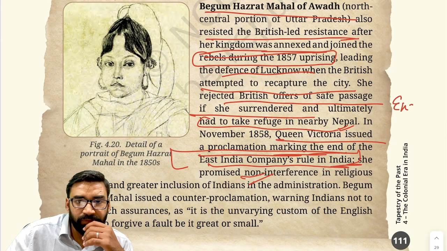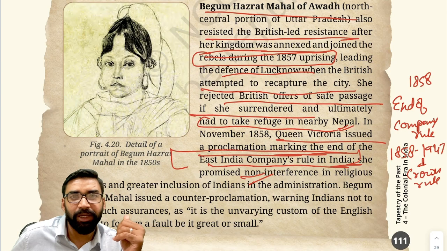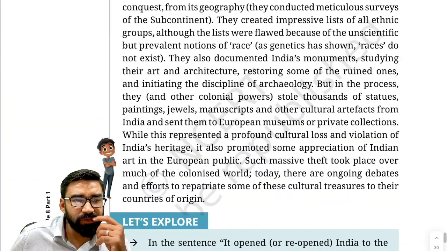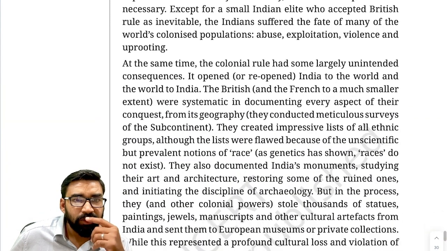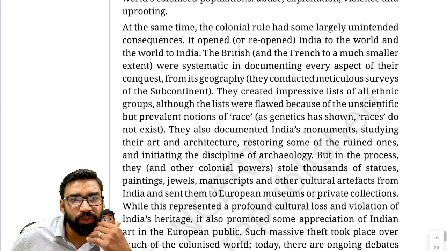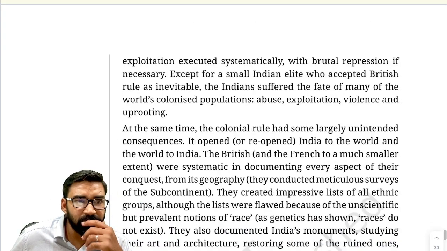So in 1858, end of company rule, and from 1858 to 1947, crown rule started. That means India became a direct colony of the British. Fine. This is something which is very important. Clear? So we need to understand. So Britishers actually suppressed this revolt brutally. Fine. So this is something which is very important.